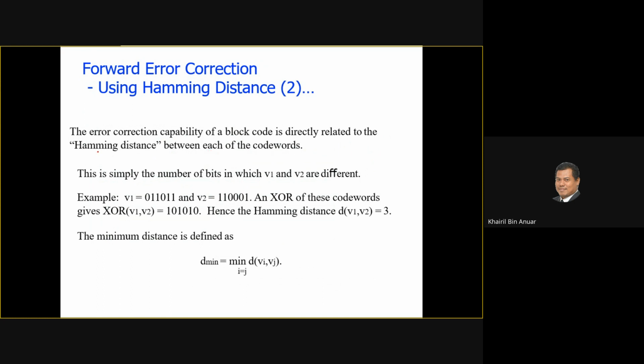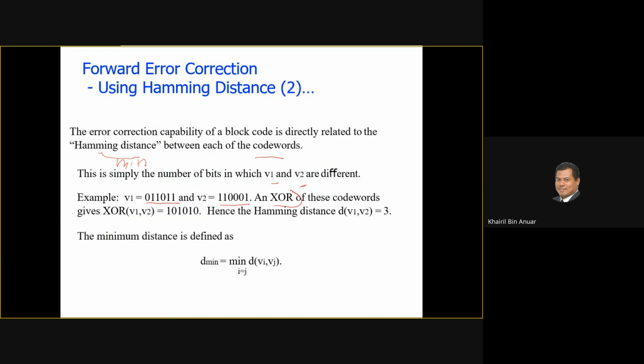Okay, so later you will see that we would like to have this distance as minimum as we can. So how do you define or how do you do this? This is the simplest: simply the number of bits in which V1 and V2 are different. Here is an example: if you have 0, 1, 1, 0, 1, 1 for V1 and 0, 1, 1, 0, 0, 0, 1.